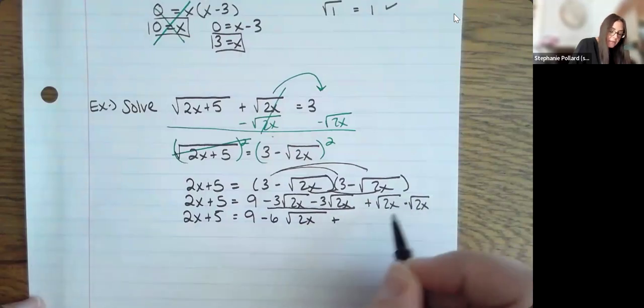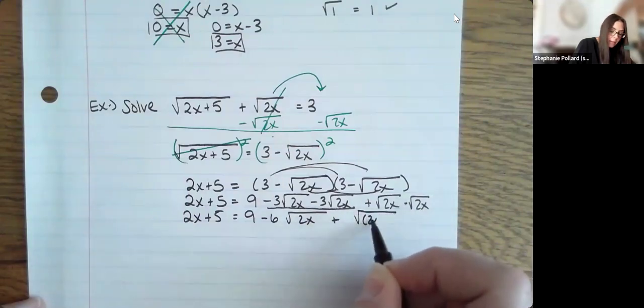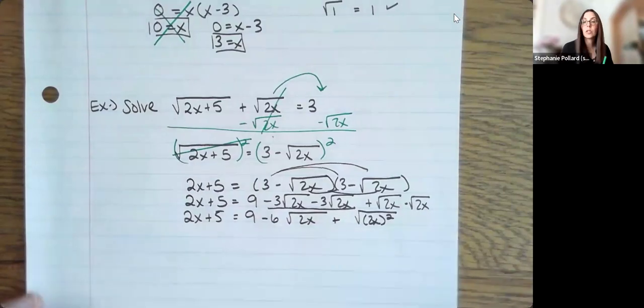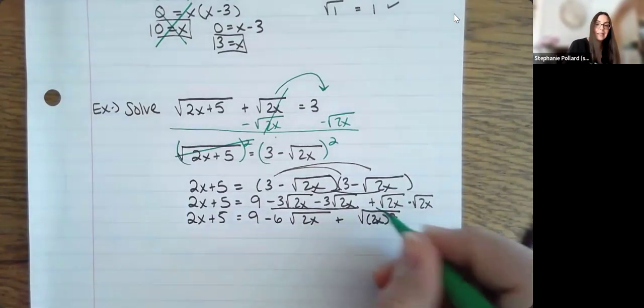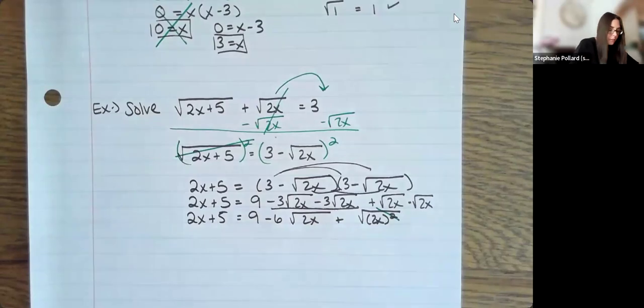Here, notice I have the same thing twice, right? I'm taking that 2x and I'm multiplying it by itself. So that 2x is being squared. So this piece does cancel for the radical.